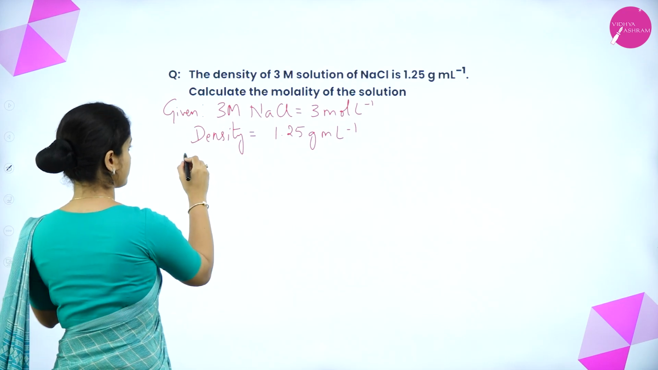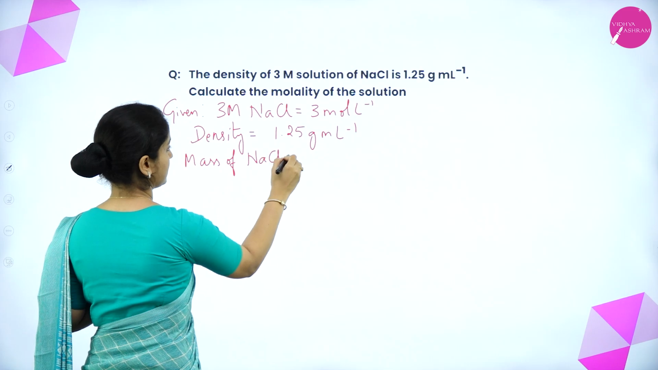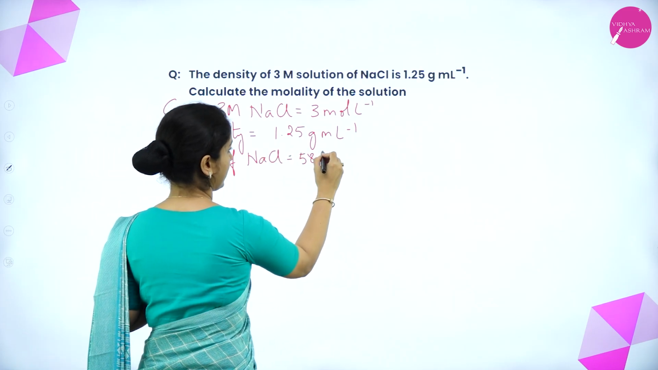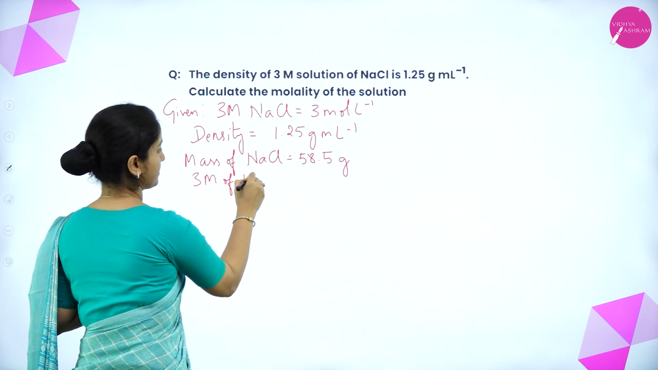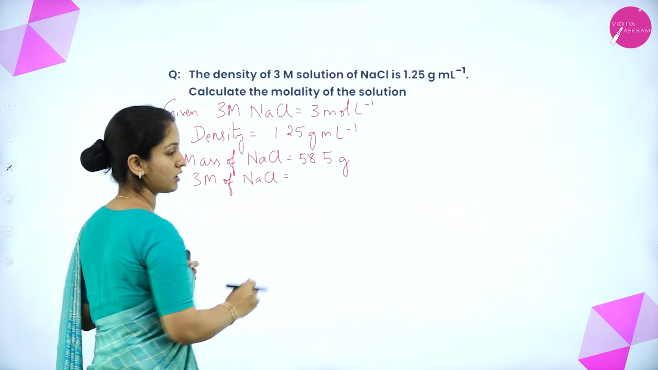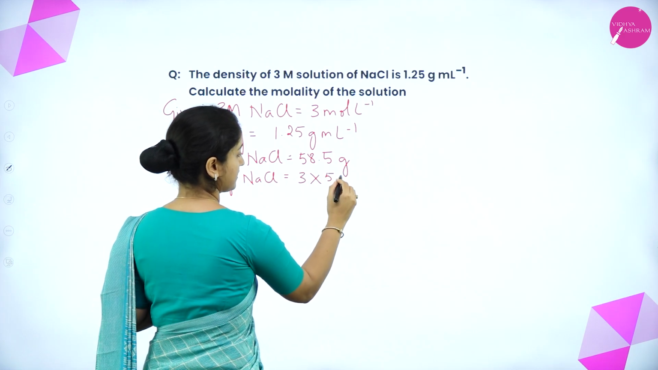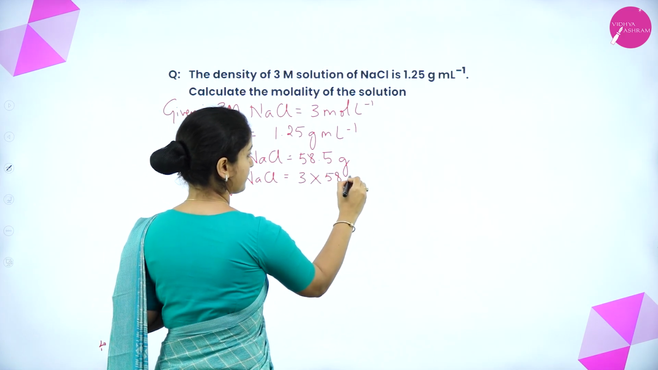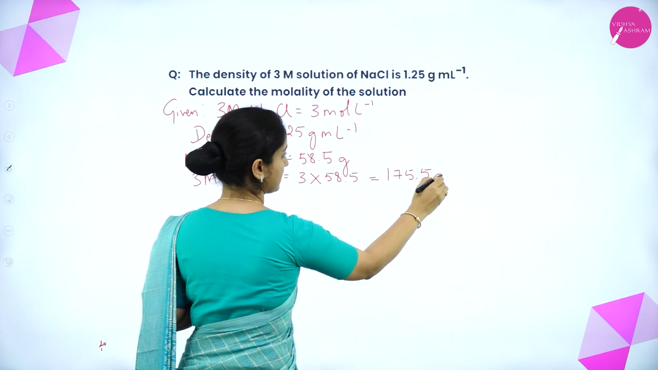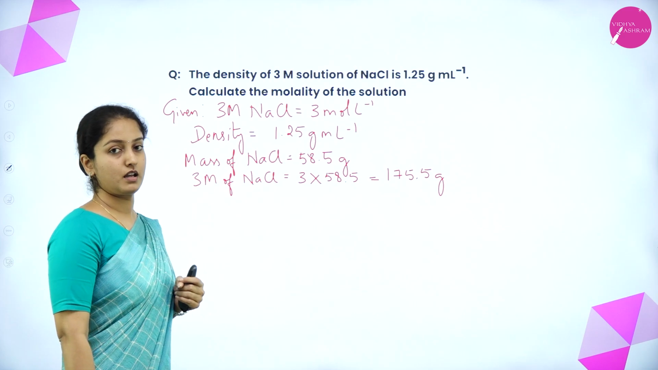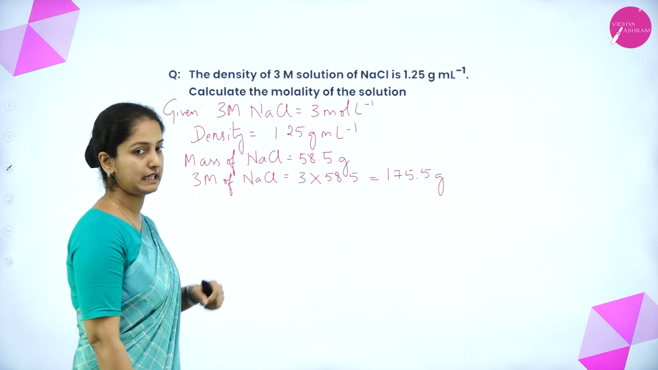And also you should be able to find mass of sodium chloride, that is 58.5 grams. Since 3 mole of sodium chloride is dissolved in 1 liter of solution, that is why it is to be multiplied with 3. So 3 into 58.5 gives 175.5 grams. Now we have to find the mass of the solution using density.